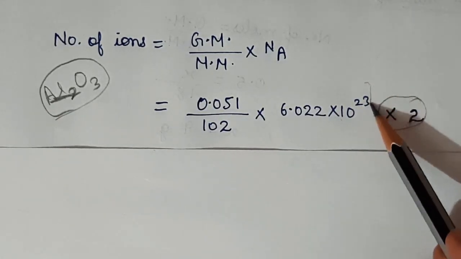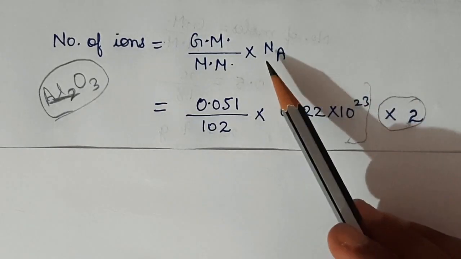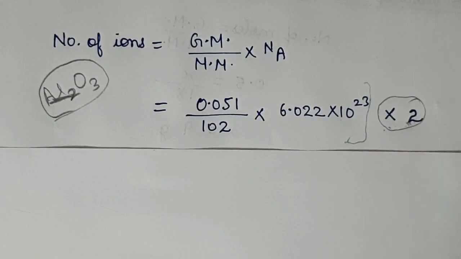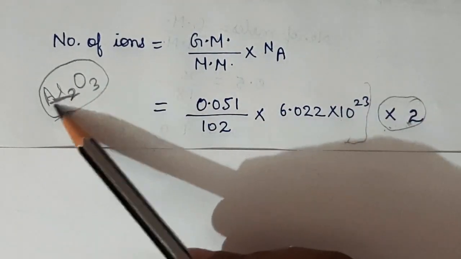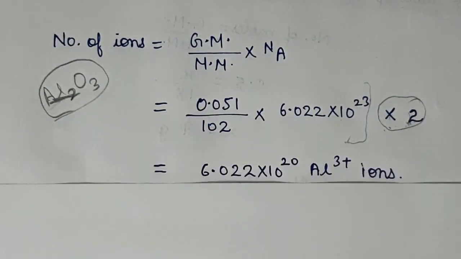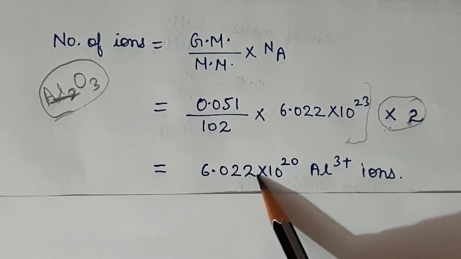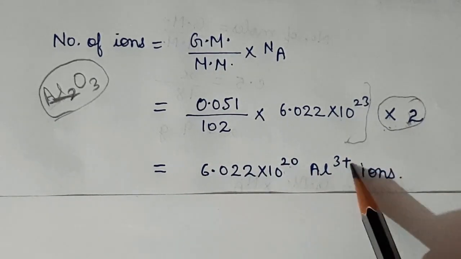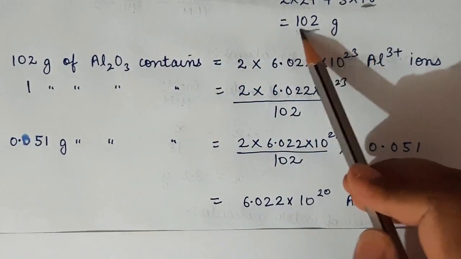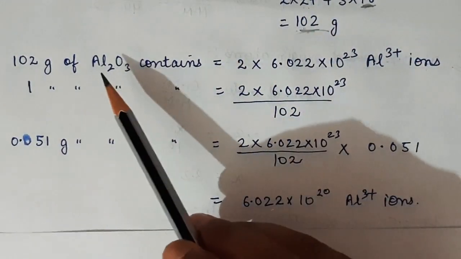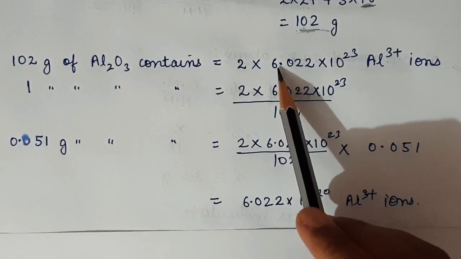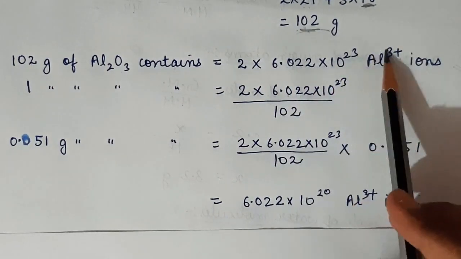Okay, up to here it was as it is, that you applied in the formula, but you will multiply by 2 because it is asked aluminium ions. And how many aluminium atoms are there? There are 2 atoms of aluminium. So multiply by 2 to get aluminium ions. So just simplify, you will get 6.022 into 10 to the power 20 aluminium ions. You can apply the second method also. You calculated 102 gram. So this 102 gram of aluminium oxide, it contains twice of 6.022 into 10 to the power 23 aluminium ions.